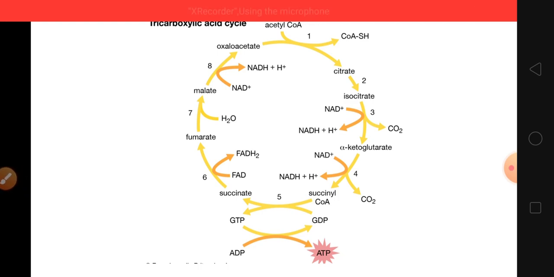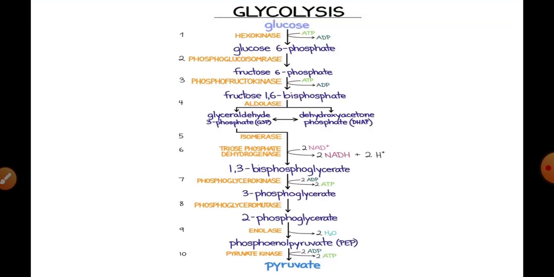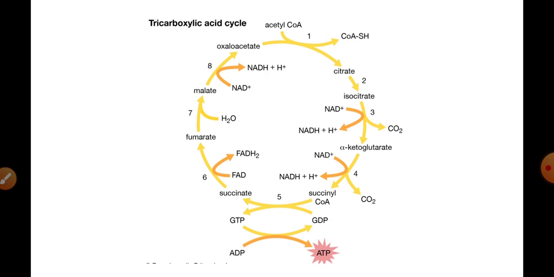Now students, we are ending this session over here. We have studied glycolysis and we have studied the Krebs cycle. In the next part, we will be taking this chapter forward, where we will be studying the electron transport chain and oxidative phosphorylation.